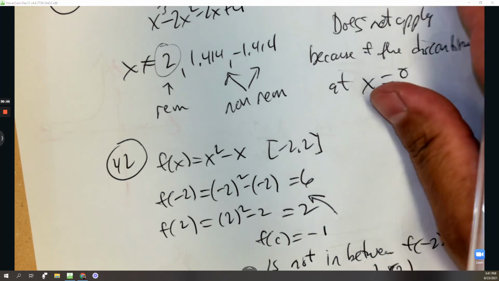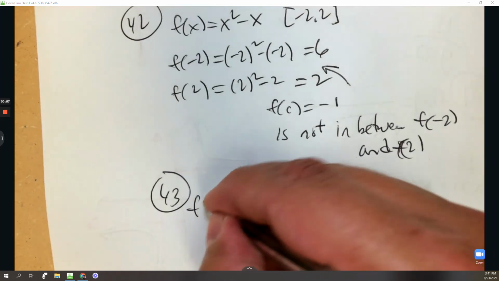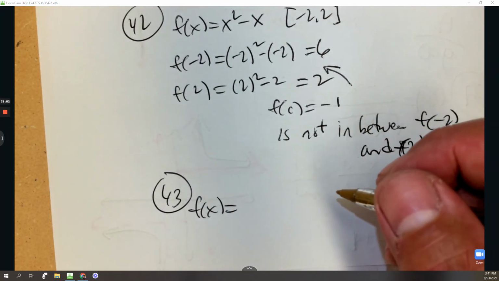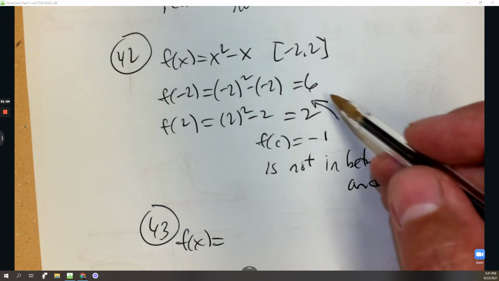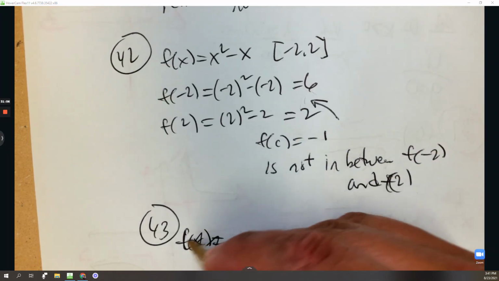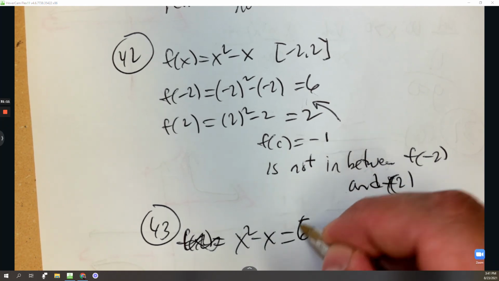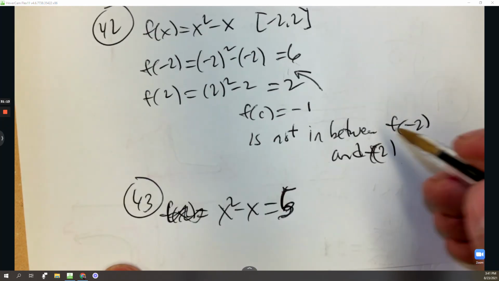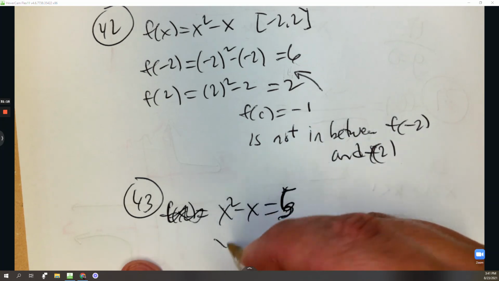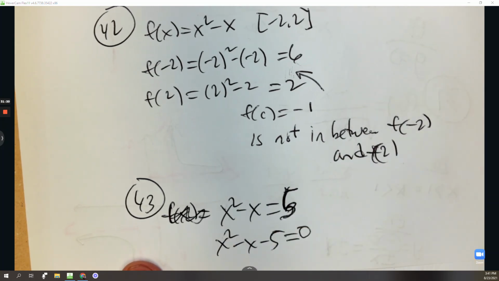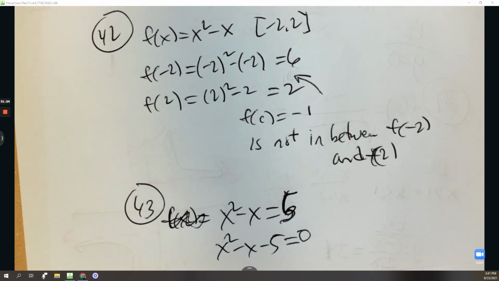43. Same question, but 5. Now, 5 works because 5 is in between here. So for 43, we can go x squared subtract x equals 5. Oops. And it is in between 2 and 6, so it does work. So subtract 5. And then you'd use a calculator to solve it, honestly.